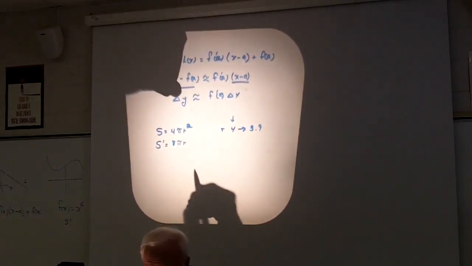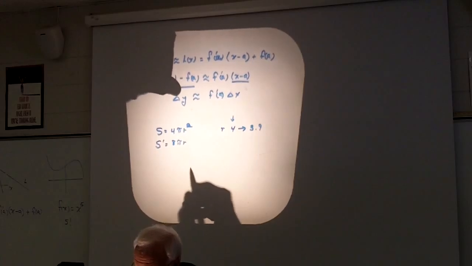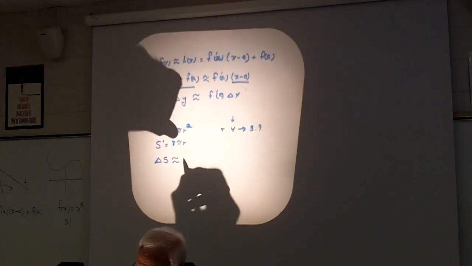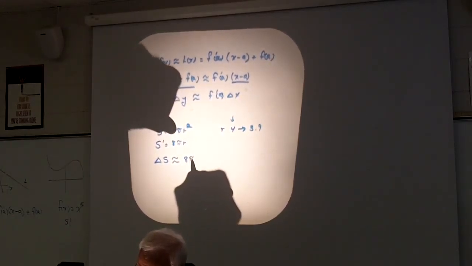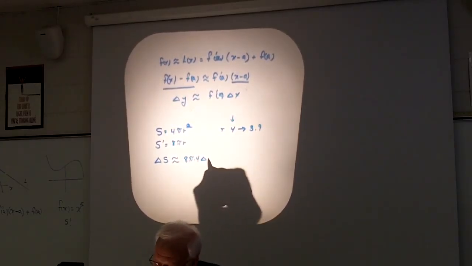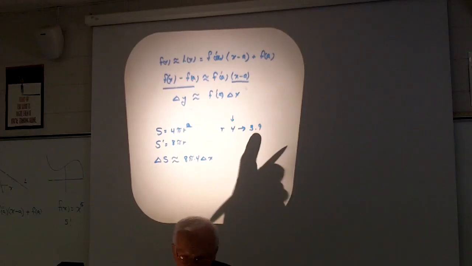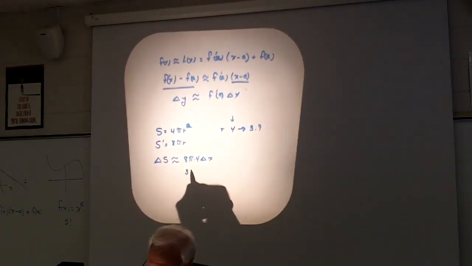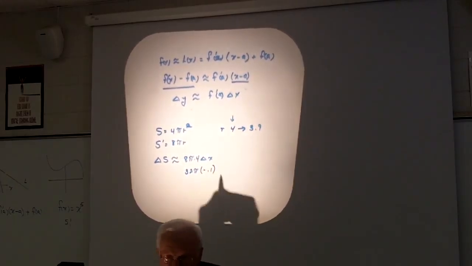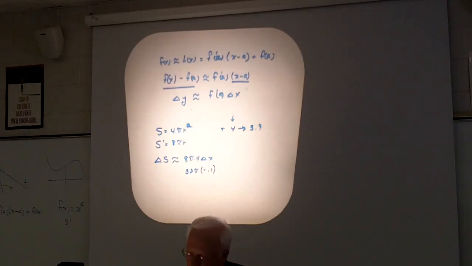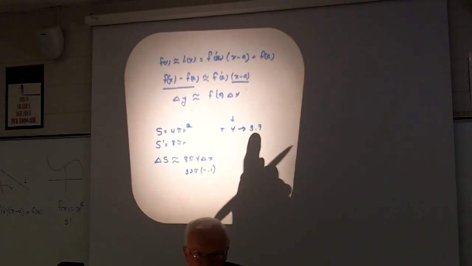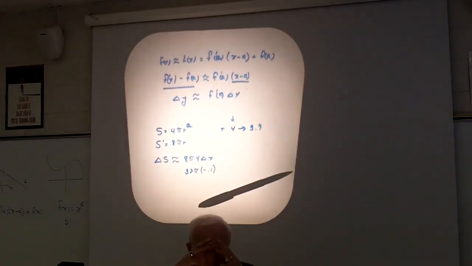So the change in the surface area is approximately equal to 8 pi times 4 times the change in x. In this case, this is going to be 32 pi times the change in x, which is negative 0.1. Why do you use a negative? Because it's going down. Absolutely. Because as you're going down, the surface area is going to become less.